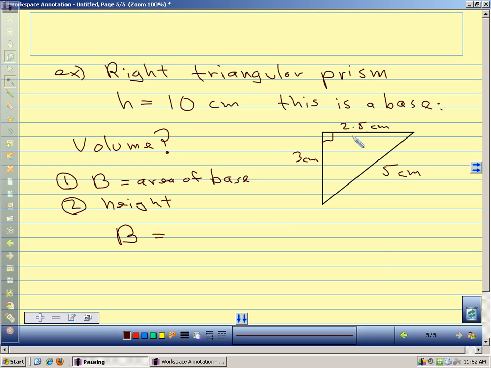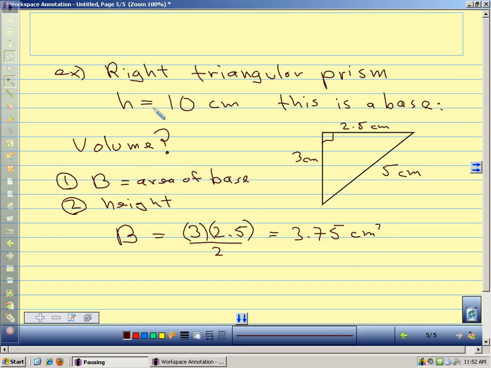3 and 2.5. So the area of the base, now notice already we're talking about the base and the height of the base, and we have the base and the height of our prism. So it's easy to get confused about what we're talking about. So the base and the height of our base is 3 centimeters and 2.5 centimeters. So our area of our base is going to be 3 times 2.5 divided by 2. And if I calculate that out, I get 3.75 centimeters squared.